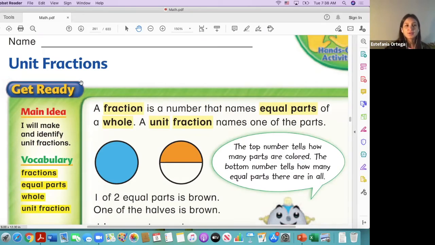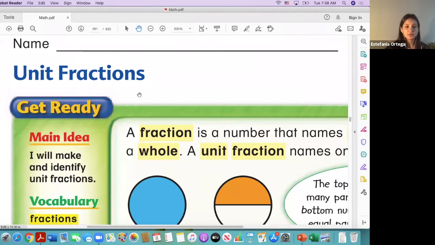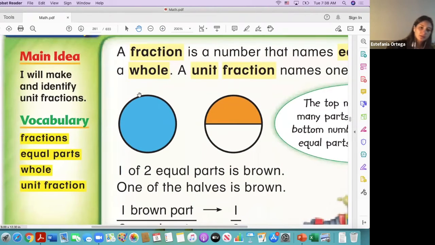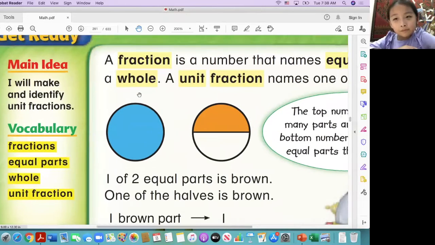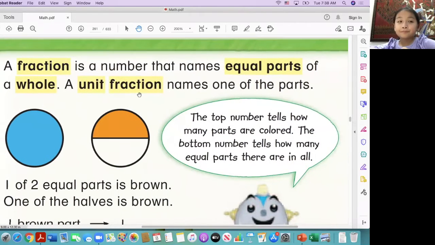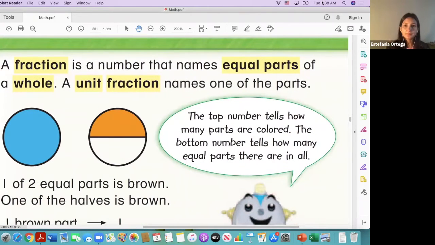Okay, so unit fractions. The main idea is I will make and identify unit fractions. And the vocabulary is fractions, equal parts, whole, and unit fractions. So you already know two of these words, right? You know fractions and you know equal parts.